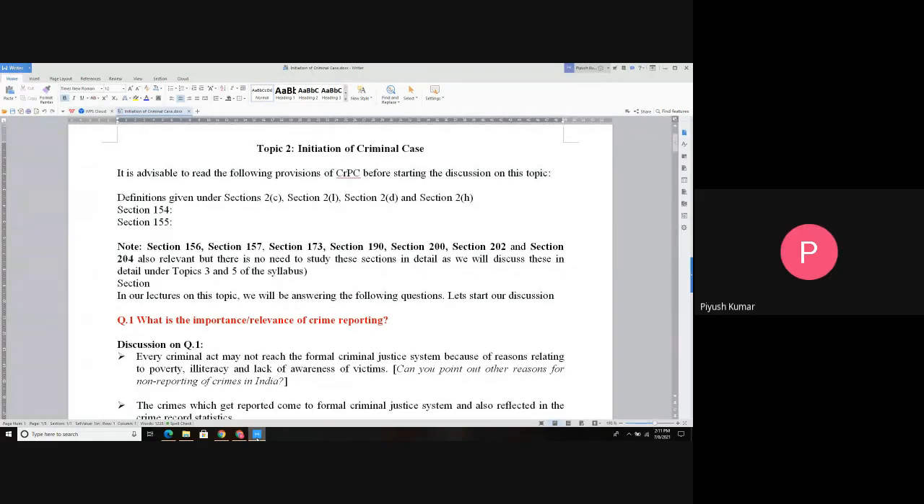Sir, yesterday I was reading Section 2. In clause X there is a term warrant cases. So what will be the difference between warrant cases and cognizable cases?